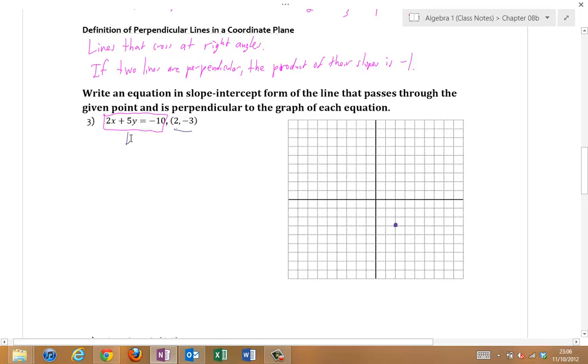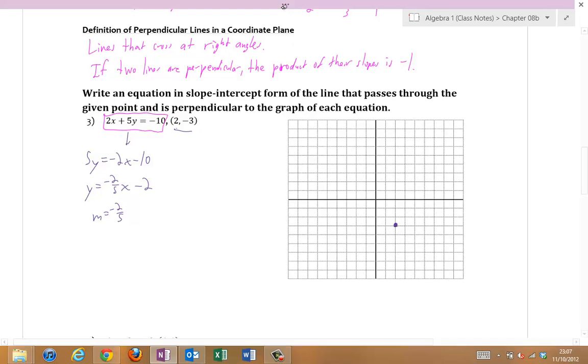Okay, well, like we did in the previous one, we're going to steal a slope from this line. So I'm going to say 5y, subtract 2x from both sides, and I get -2x minus 10. Divide both sides by 5, and I get y is equal to -2/5 x minus 2. That's nice. The slope is -2/5.